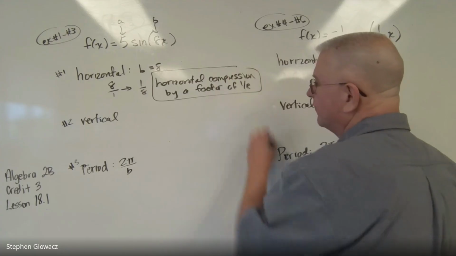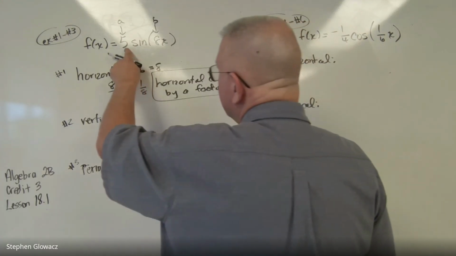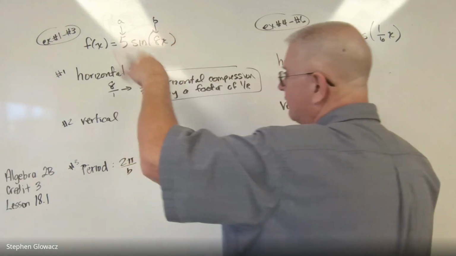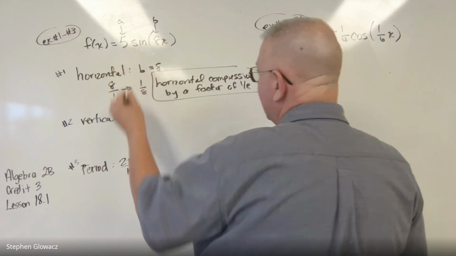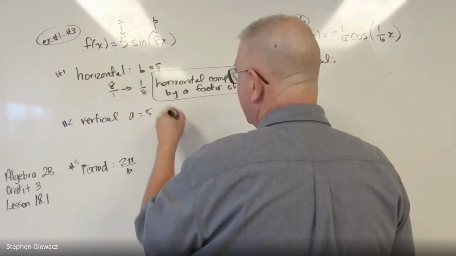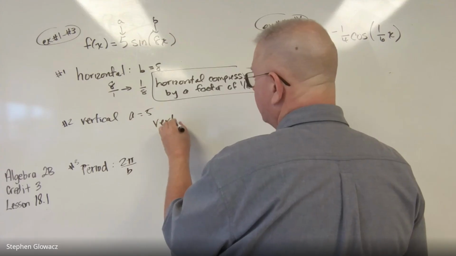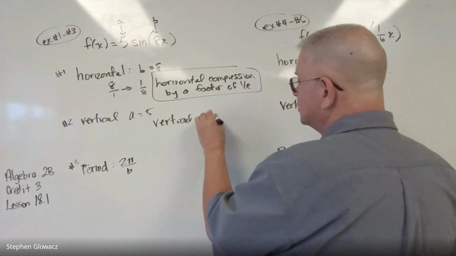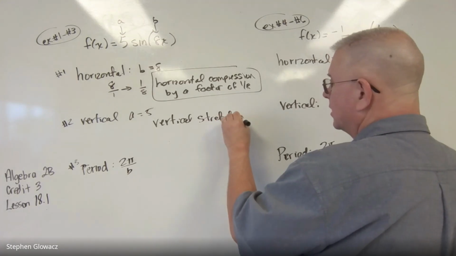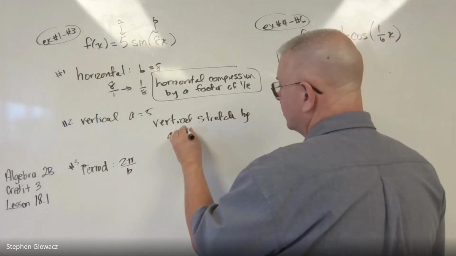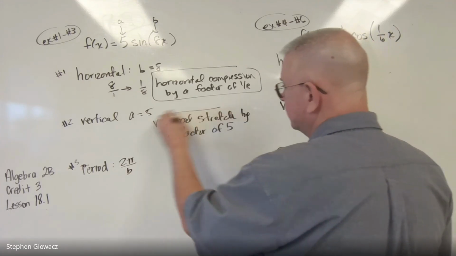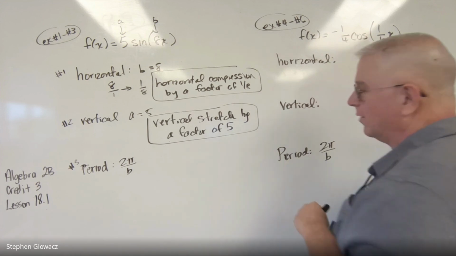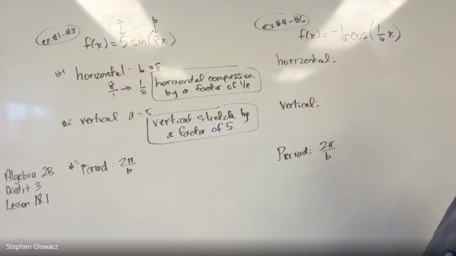All right, now for vertical, that's our A. We've never done a reciprocal for that. We're not going to start now. So A is 5. 5 is more than 1. So that would be a vertical stretch by a factor of 5. So notice no reciprocal there. We just use whatever A is, just like we've always done.